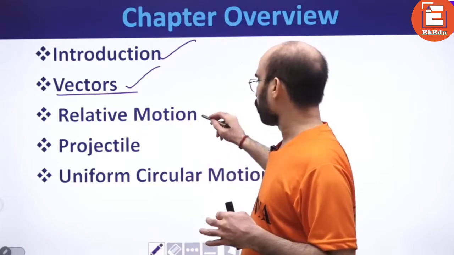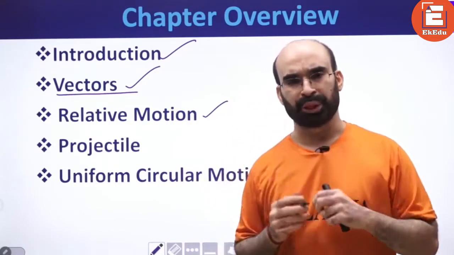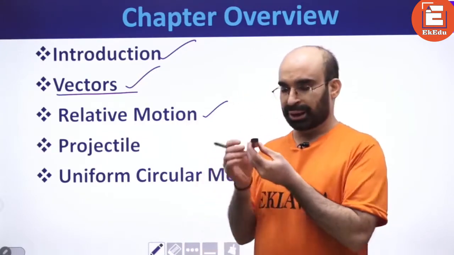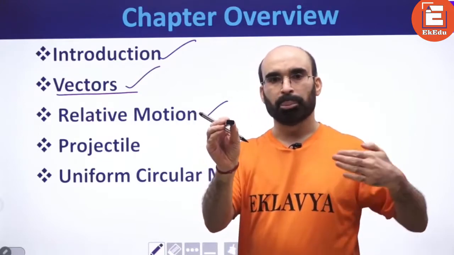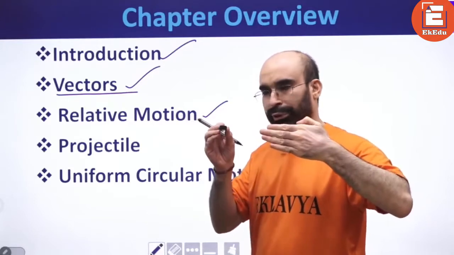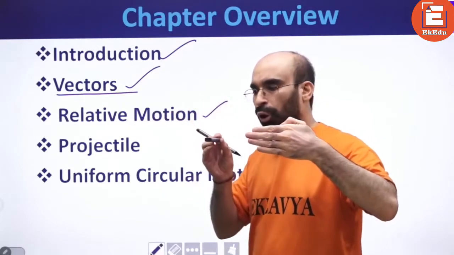Then there is relative motion. The typical example of relative motion can be, suppose this is an airplane going in this direction, right? But wind is blowing in this direction. So what do you think? It will go straight? No. It has some sense of this. It will go in this direction.